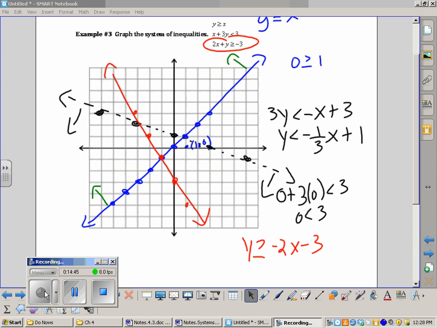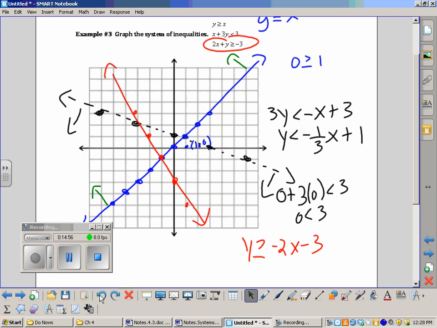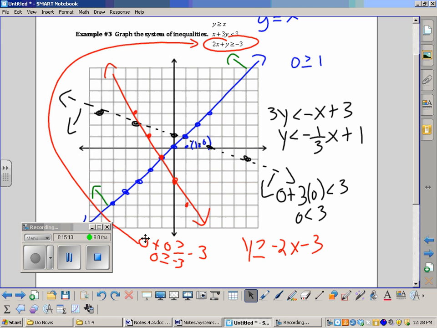So now I'm going to test 0, 0, because I can visually see 0, 0 is not on the red line. So now let's test 0, 0. 0 plus 0 greater than or equal to negative 3. Some people are wondering where I'm getting this from. It's from right there. So 0, is that greater than or equal to -3? True statement. So I'm going to shade toward 0, 0. So I'm actually shading above the red line.